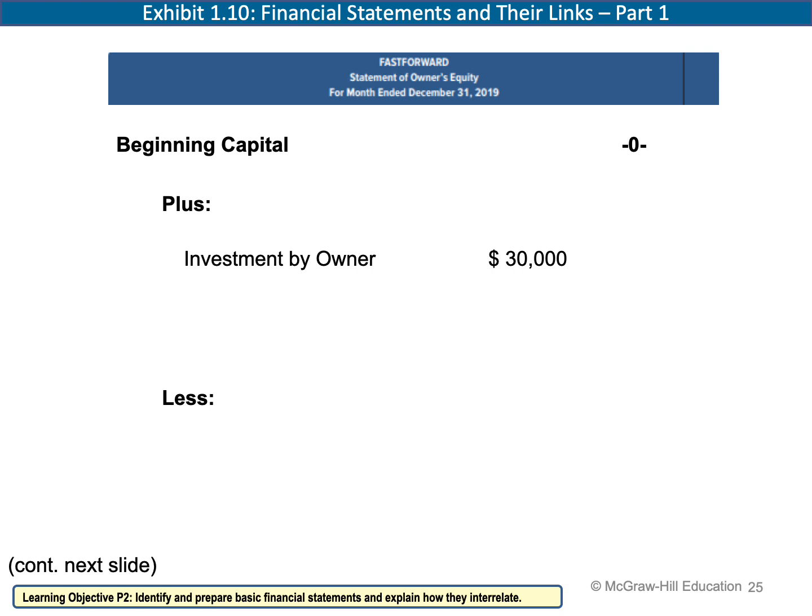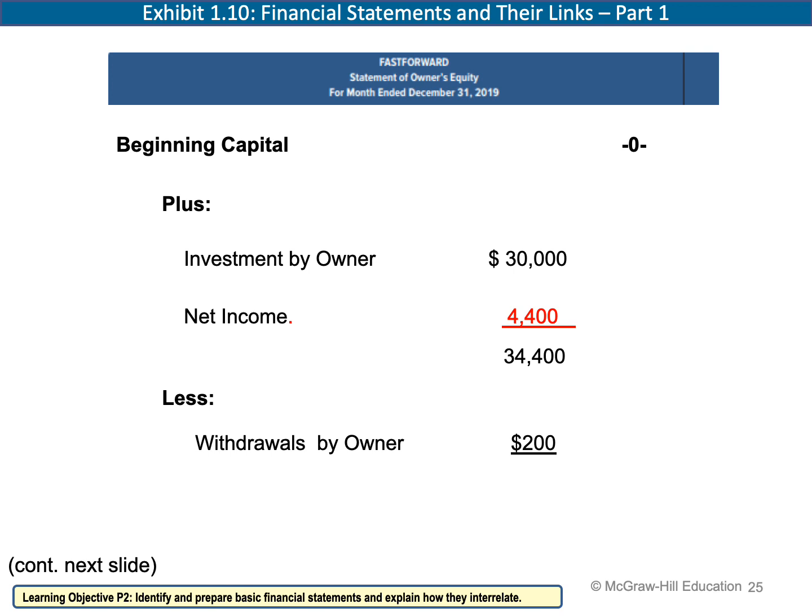If you remember, when we prepared the income statement just now, we had a net income of 4,400. Because I have a net income, I'm going to add it on the plus side. If I have a net loss, I'll put it on the less side. Now, we have withdrawals by the owner. Withdrawals always reduce my equity. So now the total plus, which is total investment and income, is 34,400.